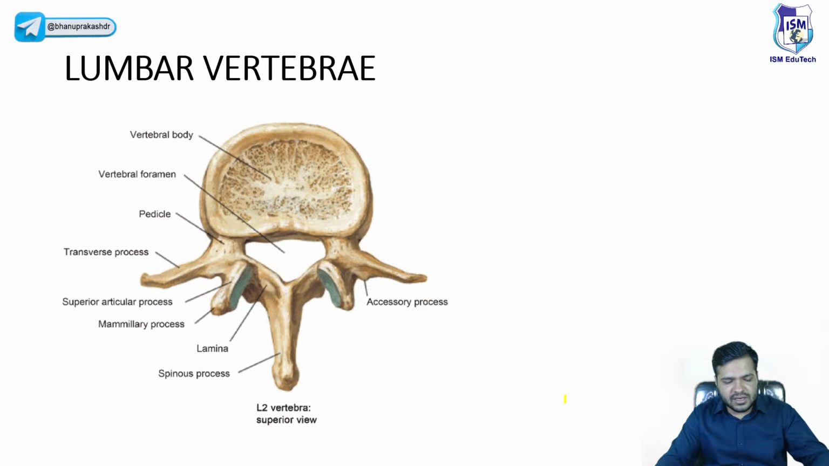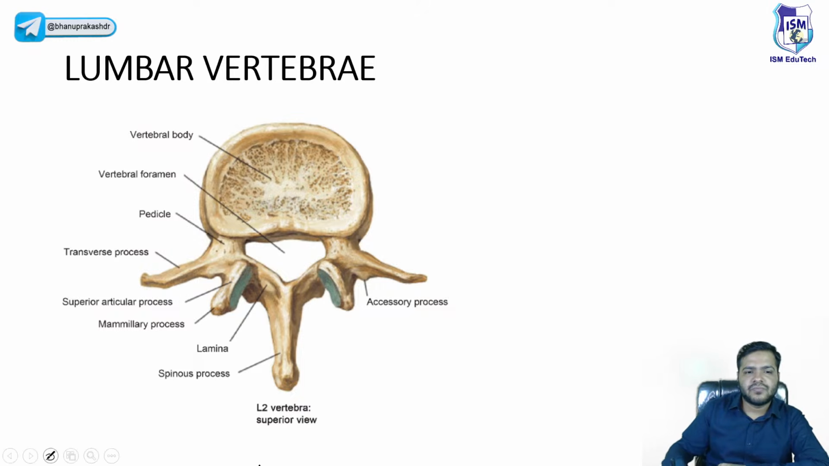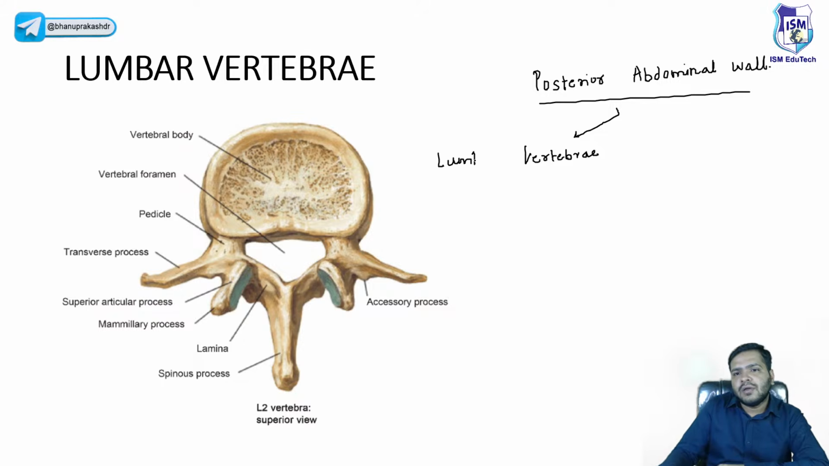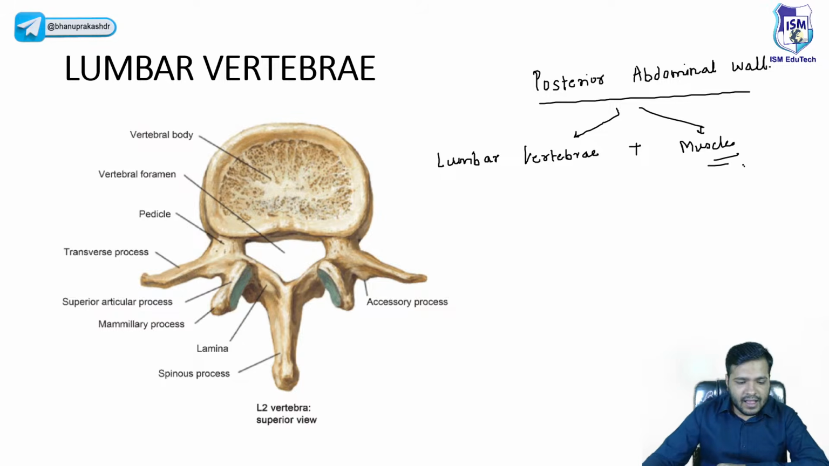Now coming on to the posterior abdominal wall. You guys already know the posterior abdominal wall contains the lumbar vertebra, and it contains the muscles.